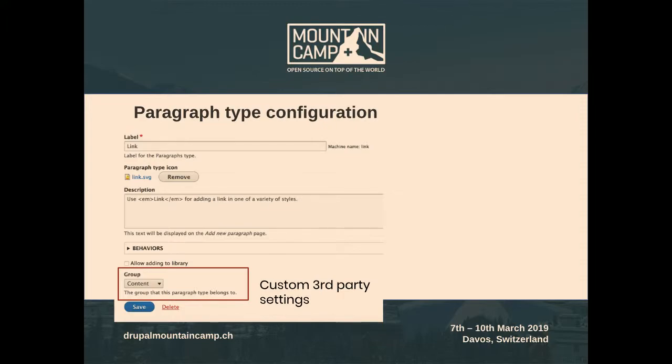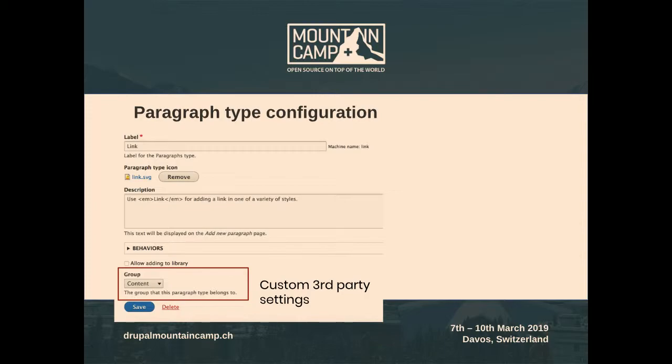One of the custom solutions that we ended up using is to use third-party settings on your paragraphs type config entity. Here we added group type, so we are grouping all paragraphs into groups that are related. So for instance, we have a content group where you can use text or intro. We have a reference group where you can reference your medias or library items or other nodes and so on.